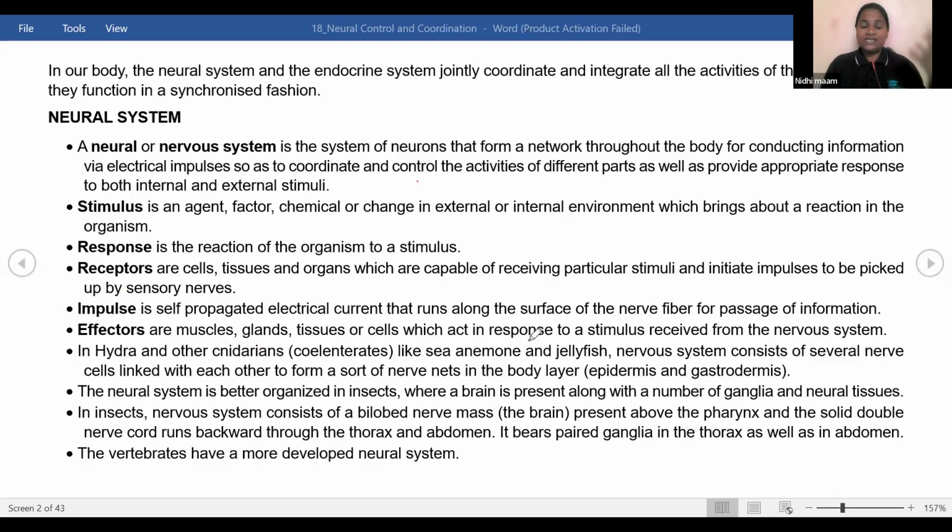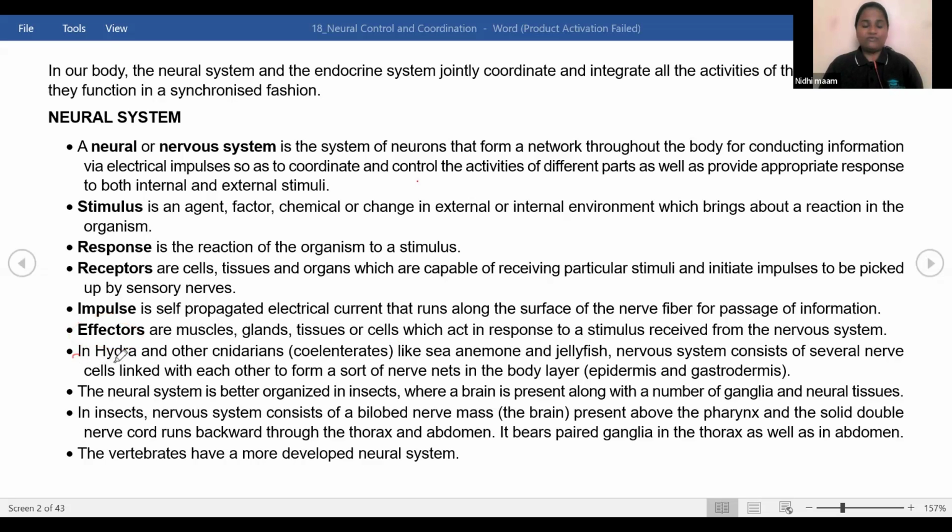Suppose you see a snake, what will be your response? You will move from your place, or you will just scream. Okay, so like that, the muscles, glands, tissues or cells which show the response to the stimulus received from the nervous system are called effectors, what we can say.